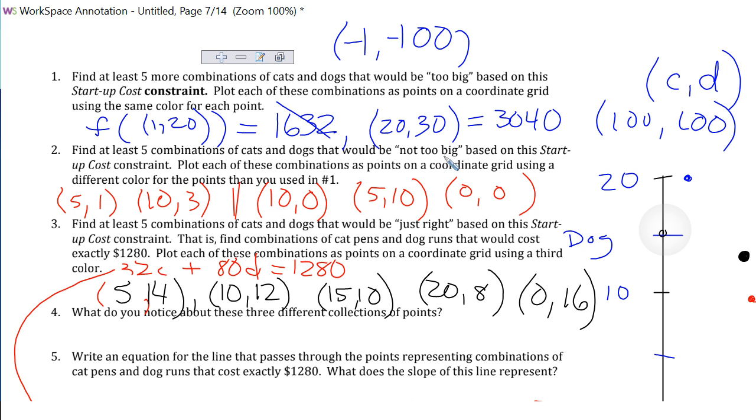Okay, now, what do you notice about these 3 different collections of points? No, the collection of points. The blue ones are all above the black ones, and the blue ones didn't work, right? And the red ones are all below the black ones, and the red ones did work. Okay. Write an equation for the line that passes through the points representing the combination of... Oh, we already did that. That's great. Now here, let's simplify this thing. So, can you do, as a decimal, negative 32 divided by 80?